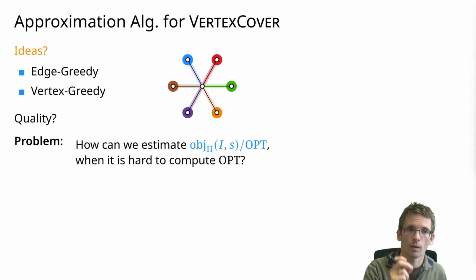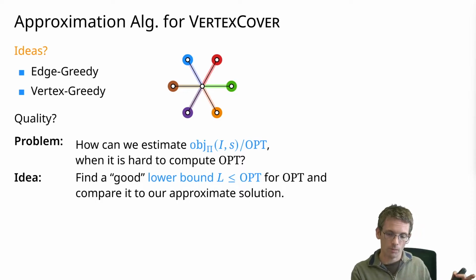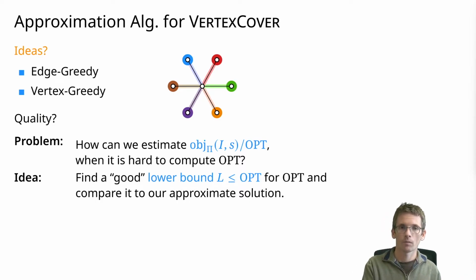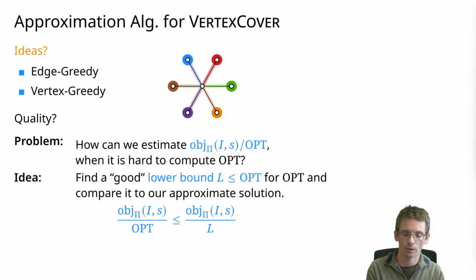And now comes the key ingredient. Instead of comparing to the optimum, we are going to compare to a good lower bound. So a lower bound, which hopefully is fairly close to the optimum. And our approximate solution, we then simply compare to this lower bound instead. Because if I want to bound the objective function of my algorithm divided by opt, I can bound this by the objective function divided by the lower bound.